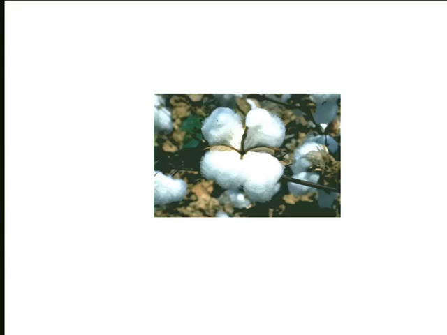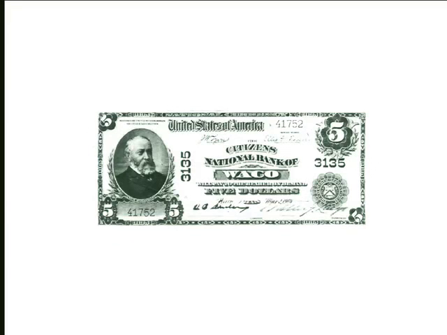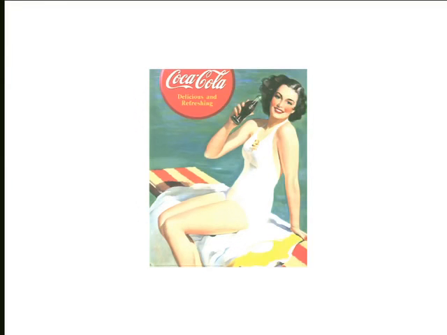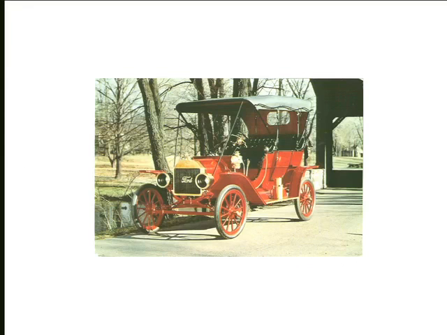We're going to talk about cotton and slavery and the practice of slavery in the South before the Civil War. We'll talk about immigration, primarily through Ellis Island, but also through other means. We'll talk about banking and finance and the development of a national banking system. We'll talk about advertising and the development of brand names in the first part of the 20th century. We'll talk about automobiles and installment credit used to buy those sorts of things.